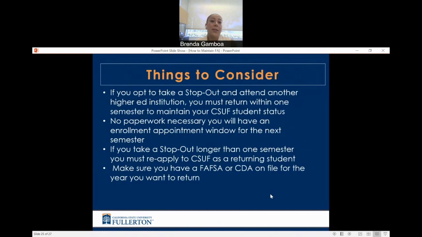So some things to consider is if you opt to take a stop out and attend another higher ed institution, you must return within one semester to maintain your CSUF student status. No paperwork is necessary. You will have an enrollment appointment window for the next semester. If you take a stop out longer than one semester, you must reapply to CalState Fullerton as a returning student. You need to make sure you have a FAFSA or CDA application on file before you return.